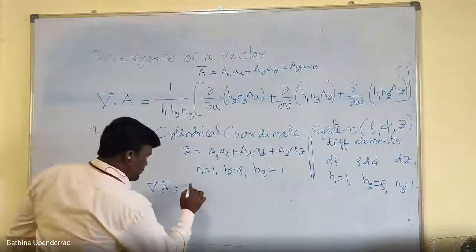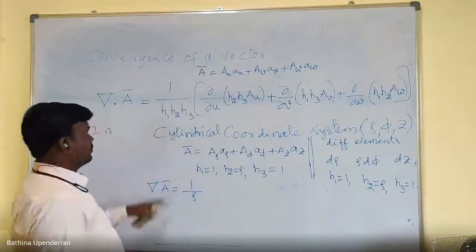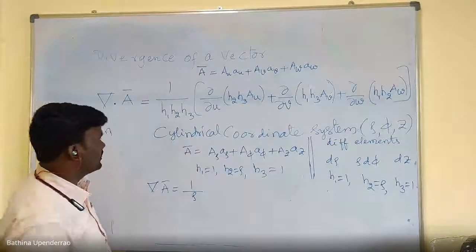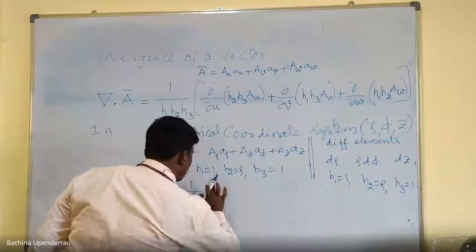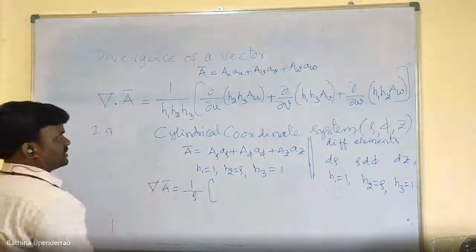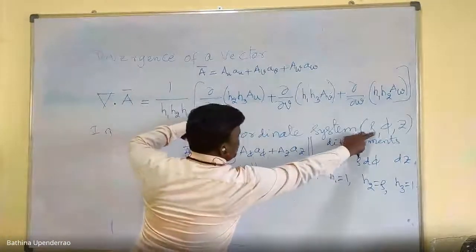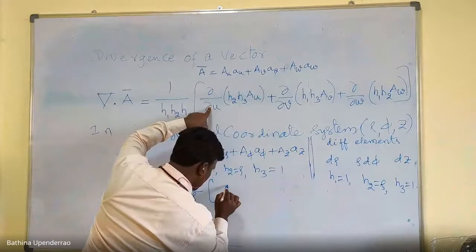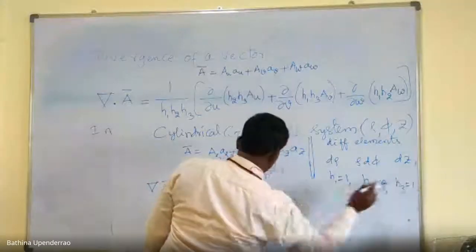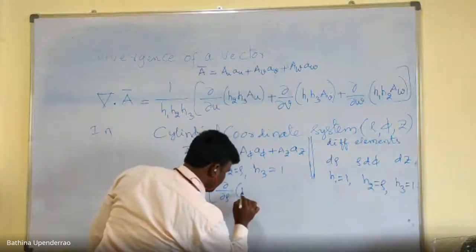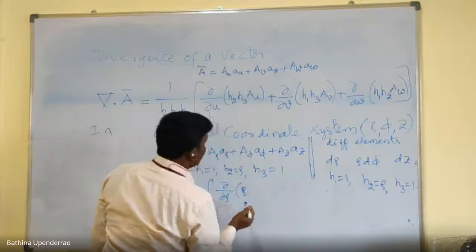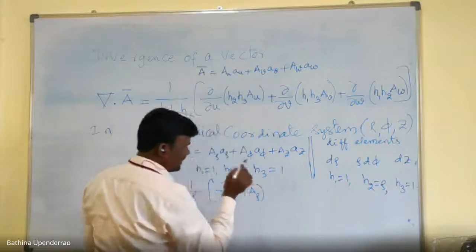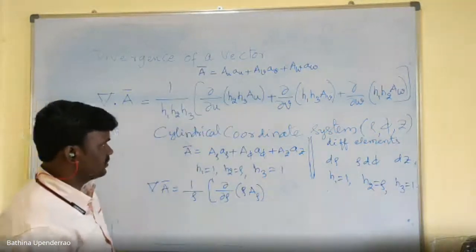1 by h1 h2 h3 can be written as 1 by rho, since h1 is 1, h2 is rho, h3 is 1. 1 into rho into 1 gives rho only. Dou by dou u, what I said? U means the first element in the given coordinate system, which is rho. So that is dou by dou rho of h2 h3, that means rho into 1, that is rho only, and Au means A rho, the first element in the cylindrical coordinate system.